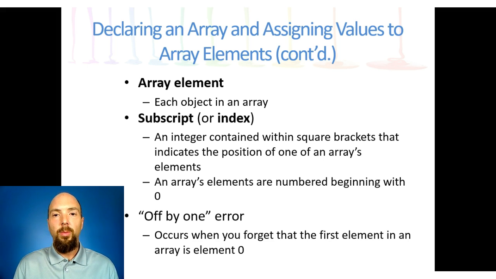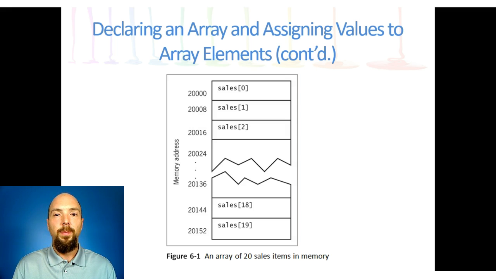So when you're designing programs to work around these arrays, you'll encounter what's called an off-by-1 error. Essentially what that means is that you forgot that you started at 0 and that the last element is not the length of the array, not the number of elements. It's one less than the number of elements.